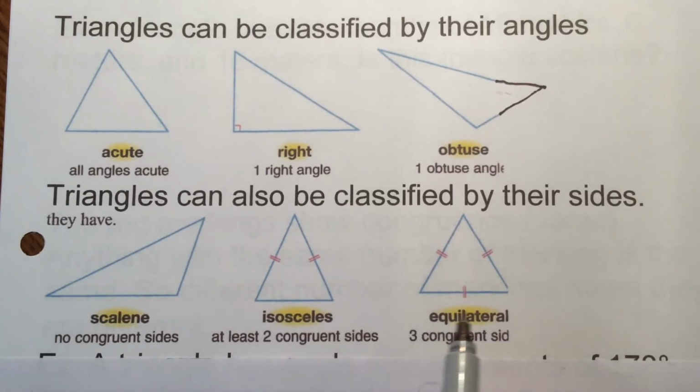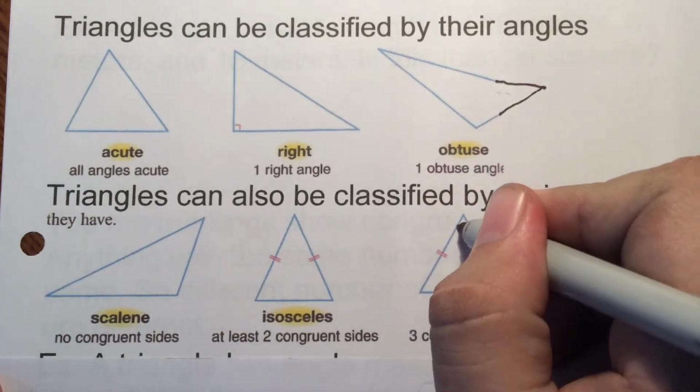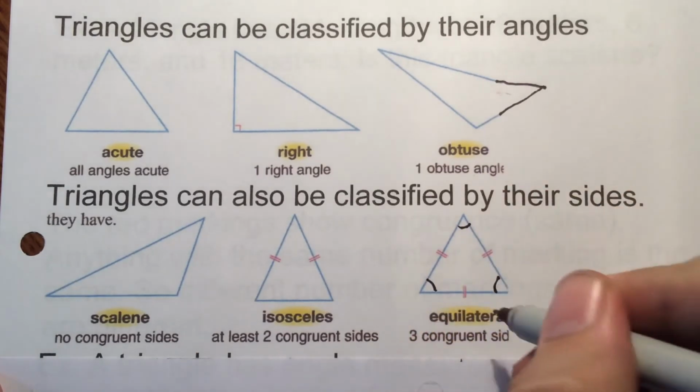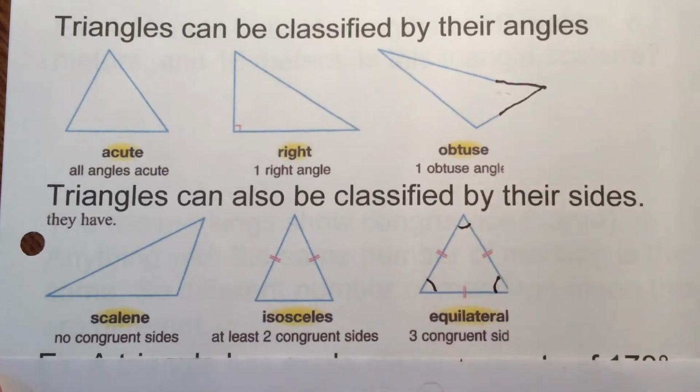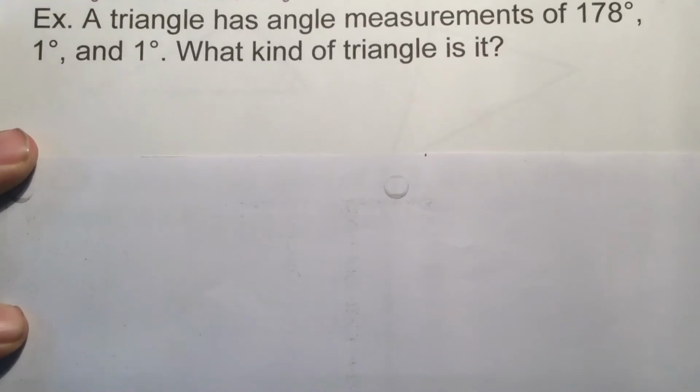Equilateral is where all the sides are the same, so all three. Notice there's two here, two here, two here. All three of these sides are the same. You'll see these with angles too. There would be a little curve. If they have one curve in each, that means those angles are all the same. So you're going to get ones like this.